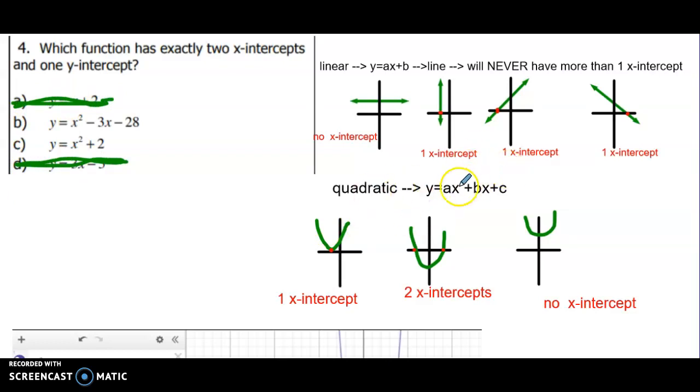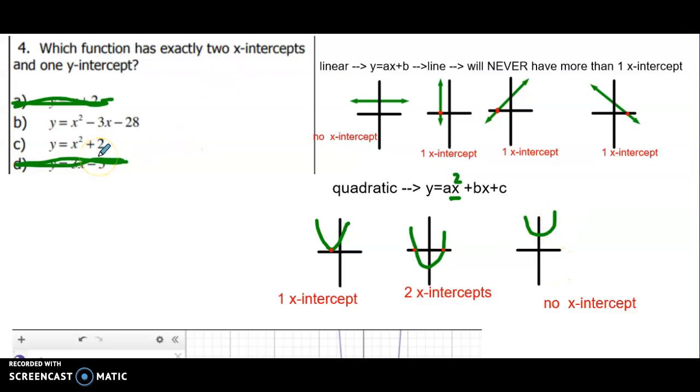Now when I'm talking about quadratics, I need to put my squared there. That equation is y equals ax squared plus bx plus c. The main thing that's important is when you see an x squared, it's going to be a quadratic curve, such as b and c. Here's different examples of quadratics. I can have 1 x-intercept, I can have 2 x-intercepts, or I can have no x-intercept.